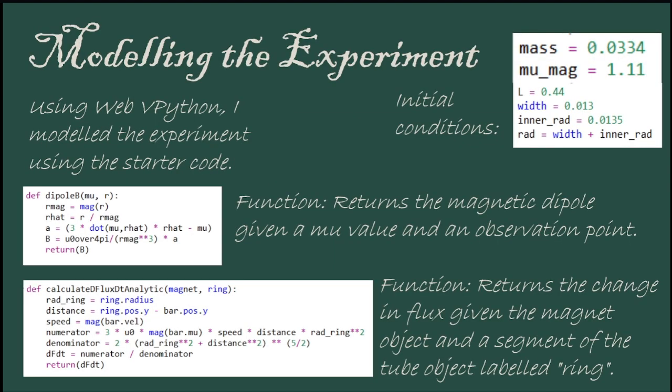Modeling the experiment. Using WebVPython, I modeled the experiment using the starter code. On the top right, we have the initial conditions listed out for the code. The middle defines a function that returns the magnetic dipole given a mu value and an observation point. And the bottom function returns the change in flux given the magnet object and a segment of the tube object labeled ring.